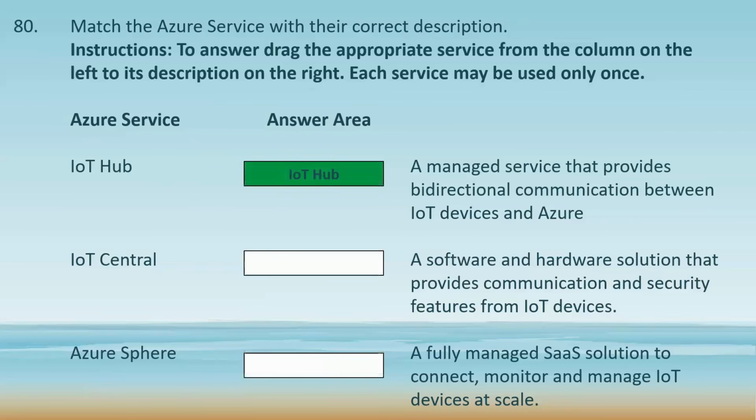So the first statement matches IoT Hub. IoT Hub is a managed service hosted in the cloud that acts as a central message hub for communication between an IoT application and its attached devices. You can connect millions of devices and their backend solutions reliably and securely. Almost any device can be used to connect to an IoT hub.